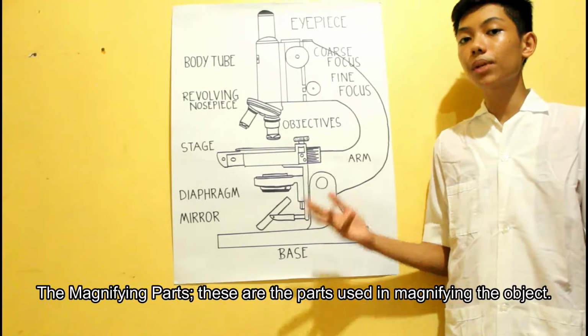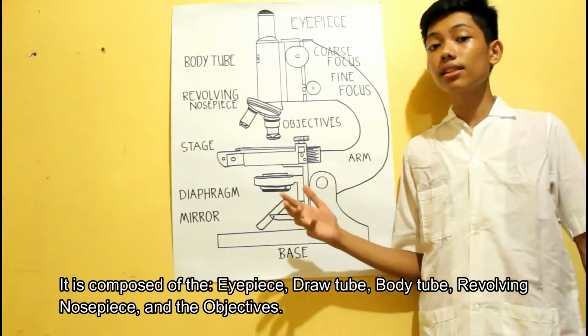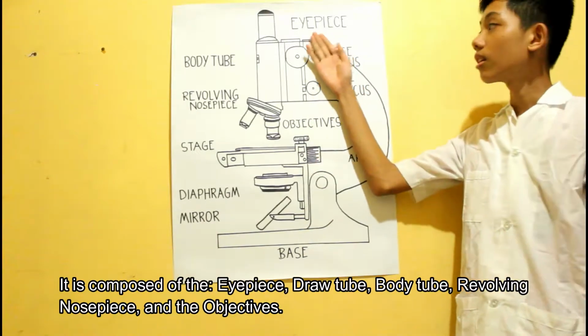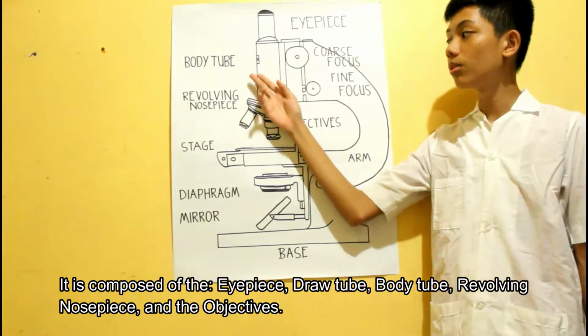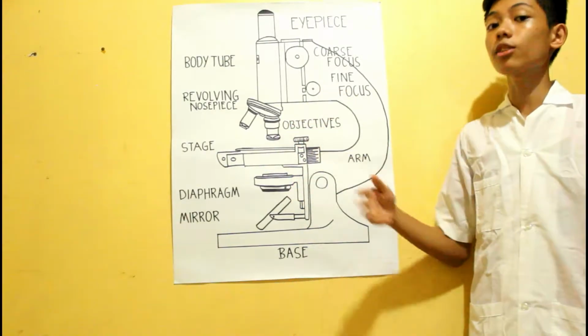The magnifying parts. These are the parts used to magnify the object, and it is composed of the eyepiece, draw tube, body tube, revolving nose piece, and the objectives. Let's start with the eyepiece.